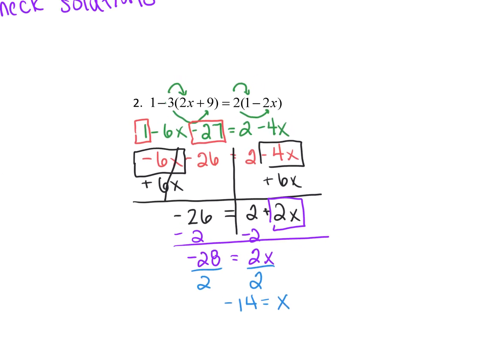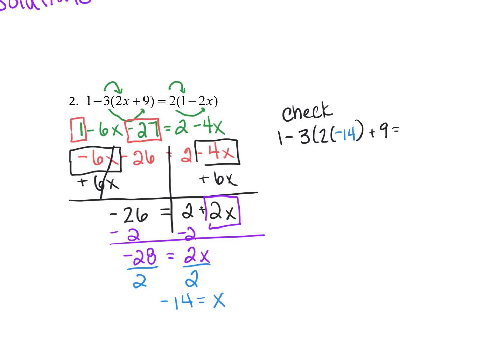And again, we can check our solutions. To check it, we just plug back in. So 1 minus 3 times the quantity 2 times negative 14 plus 9 is equal to 2 times 1 minus 2 times negative 14. So cleaning this up, here's what I get.